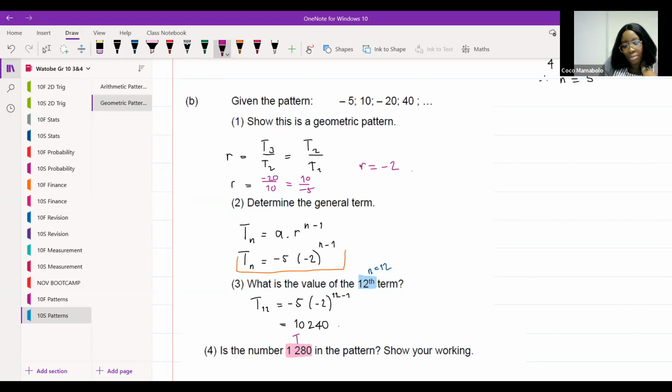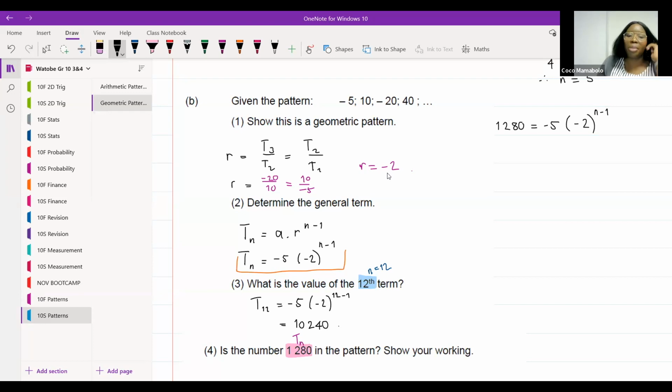So I'm going to say 1280 is equal to -5, open bracket, times -2, close bracket, to the power of n minus 1, because we're solving for n minus 1. Good. Okay, what's my next step?